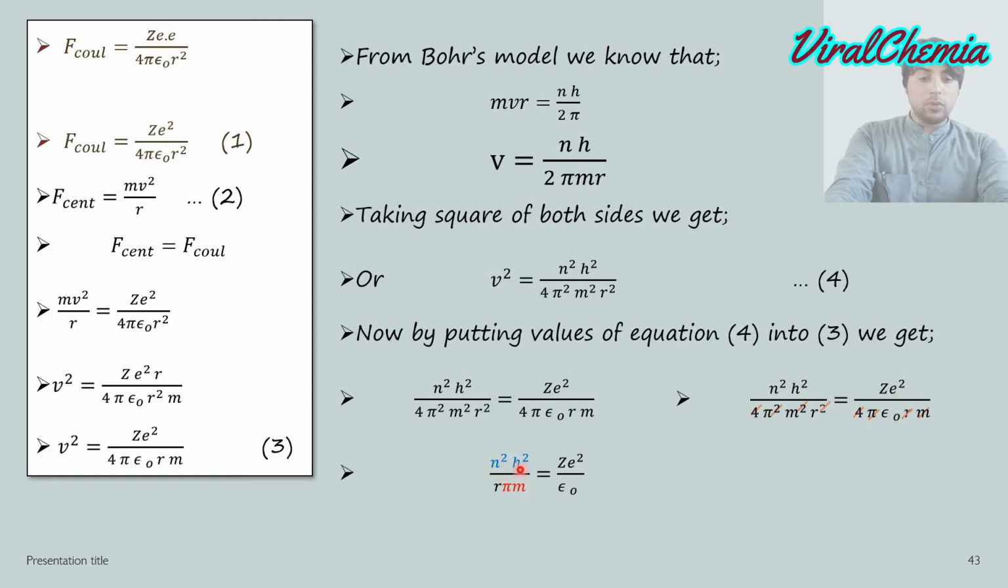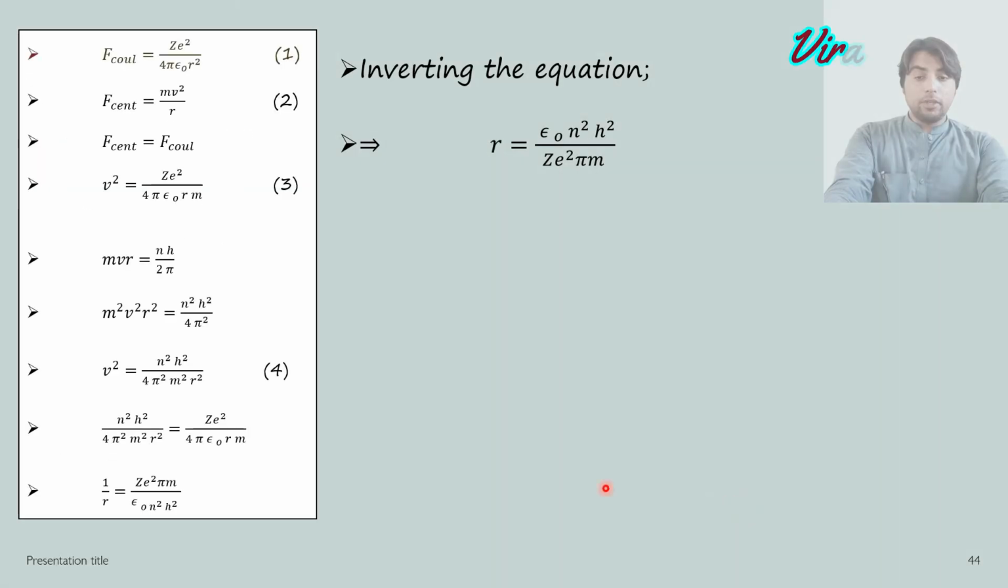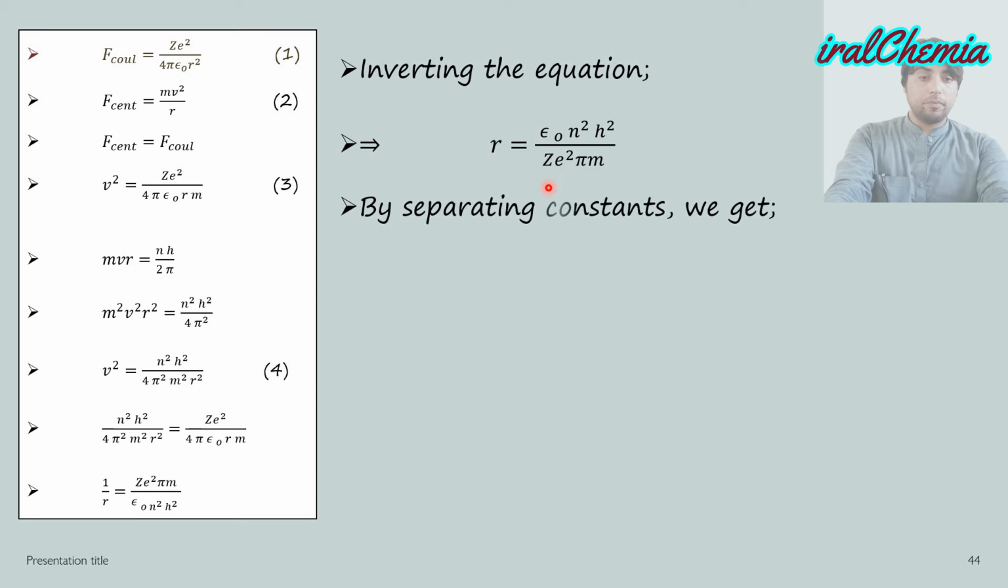Now bring this n square h square to the denominator on the other side, whereas pi and m go to the numerator on the other side. So we get 1 over r is equal to Z e square pi m divided by epsilon naught n square h square. So this is a simple rearrangement of this equation. Now invert this equation. By inverting, we get r instead of 1 over r, and by inverting this side, we get this one.